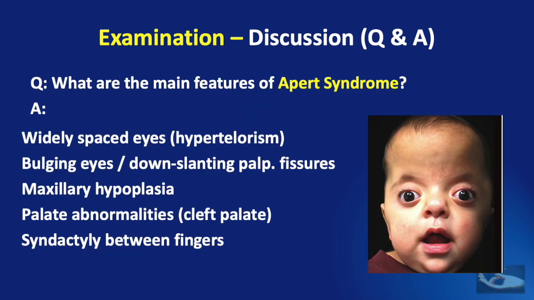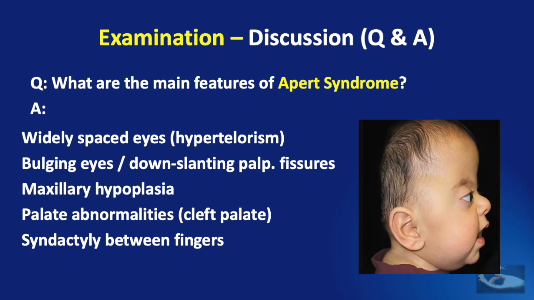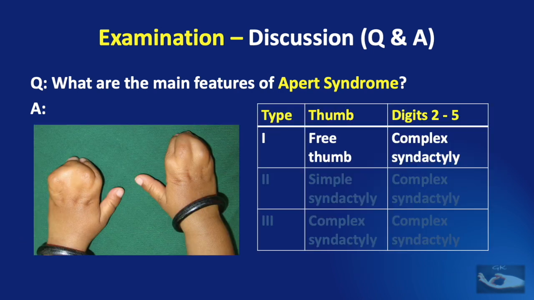Apert syndrome is characterized by widely spaced eyes or hypertelorism, bulging eyes, and downslanting palpebral fissures, maxillary hypoplasia, palate abnormalities like cleft palate may be present, and syndactyly between fingers. We shall now see the characteristic features of the syndactyly that occurs in Apert syndrome. There are 3 types of syndactyly here.